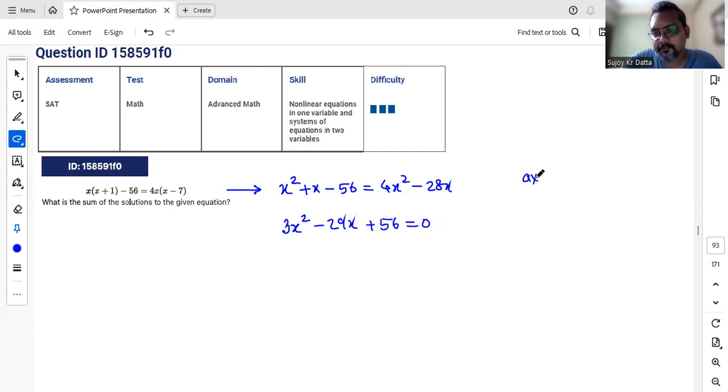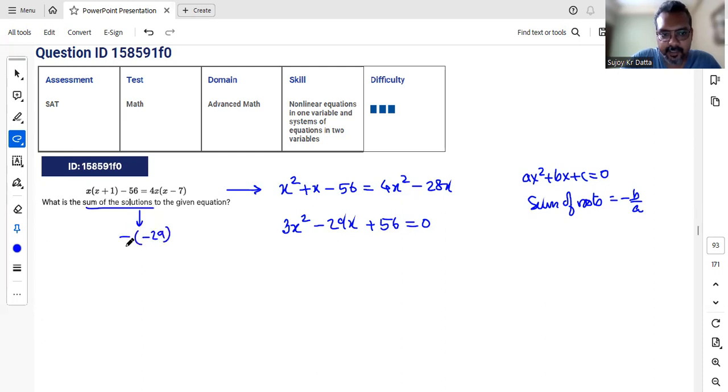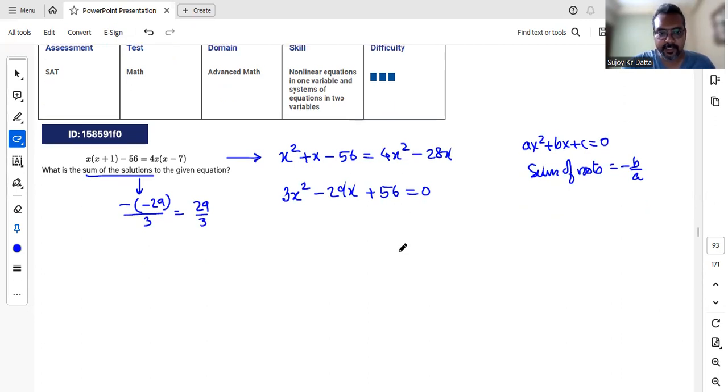Sum of the solutions, we have discussed this. The sum of the solutions is negative b over a. So here, the sum of the solutions would be negative of negative 29 over 3. So that's 29 by 3. Okay, let's go to the next one.